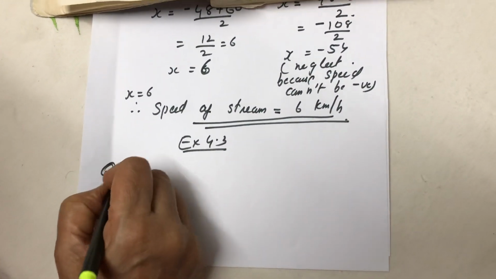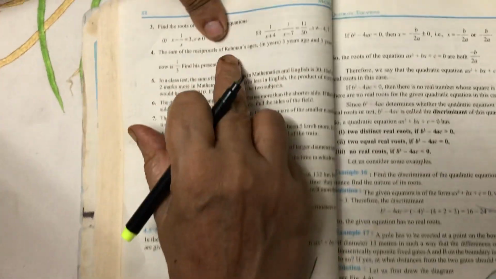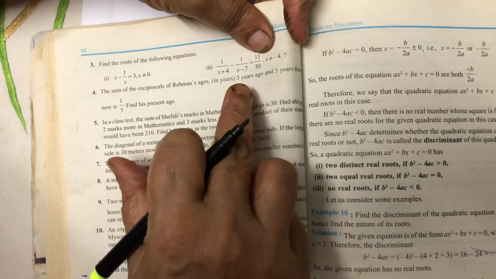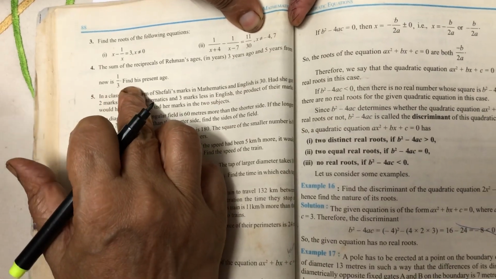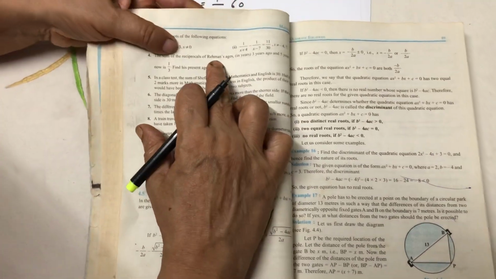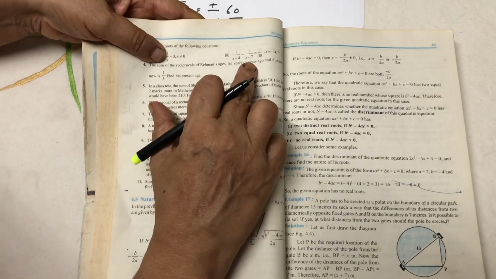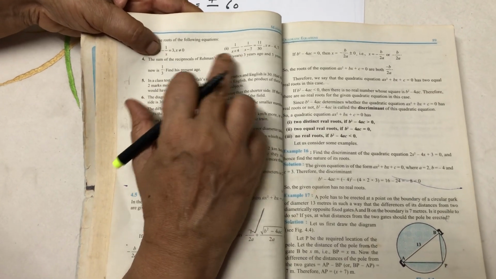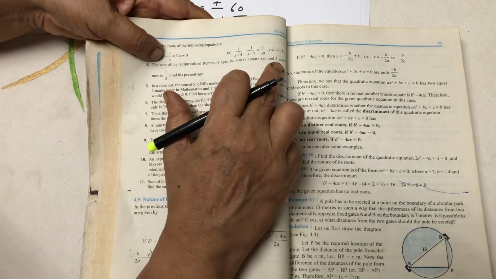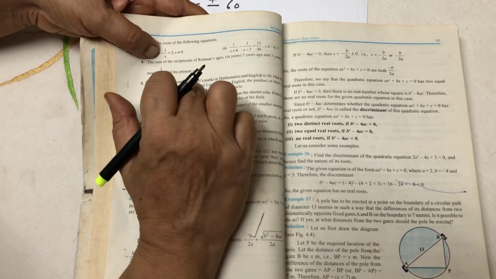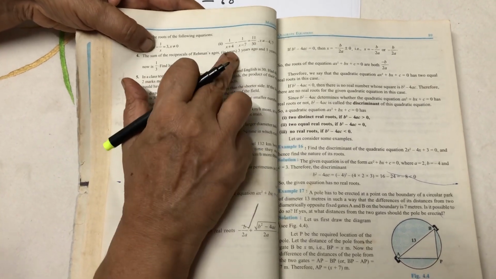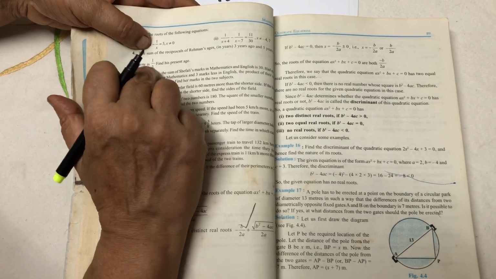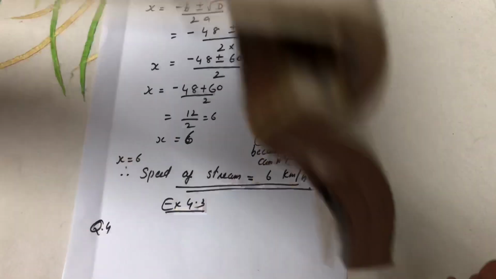Question number 4. Sum of the reciprocal of Rehiman's age 3 years ago and 5 years from now is 1/3. Find his present age. So you have to assume the present age of Rehiman as x. So 3 years ago, what is the age of Rehiman? x minus 3. 5 years from now, what is the age of Rehiman? x plus 5. Then sum of the reciprocal, that is 1. So both the reciprocal, when you add it, you are getting 1/3.